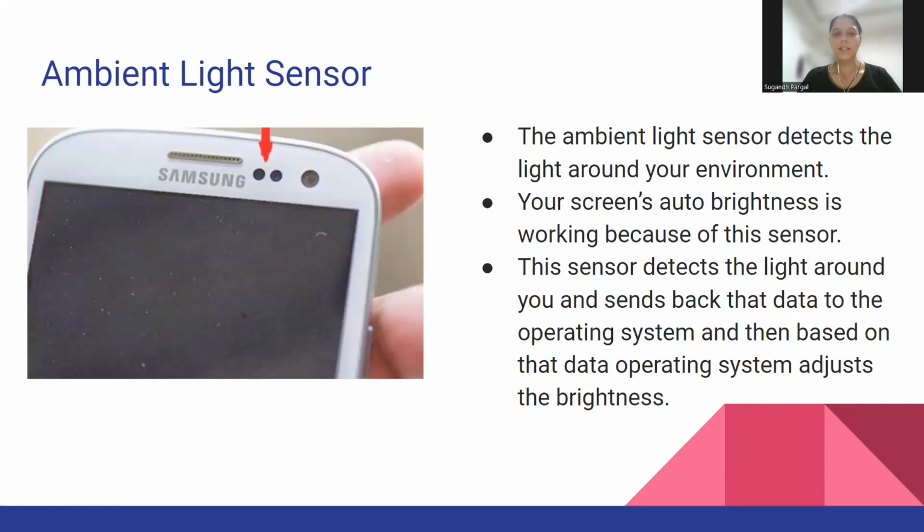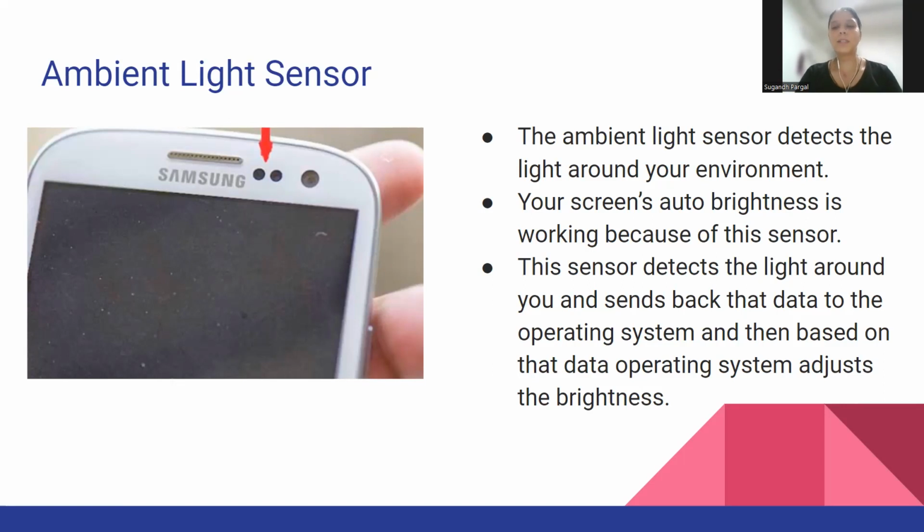The ambient light sensor, as we have already discussed, detects the light around your environment. This is present in the topmost notch of your mobile phone. Your screen's auto brightness works because of this sensor. For example, whenever you're using your mobile phone and it is exposed to a lot of sunlight, this sensor will detect the sunlight and automatically adjust the brightness of your phone accordingly.